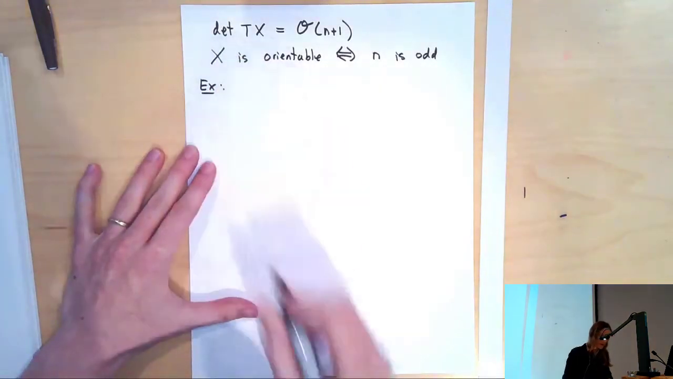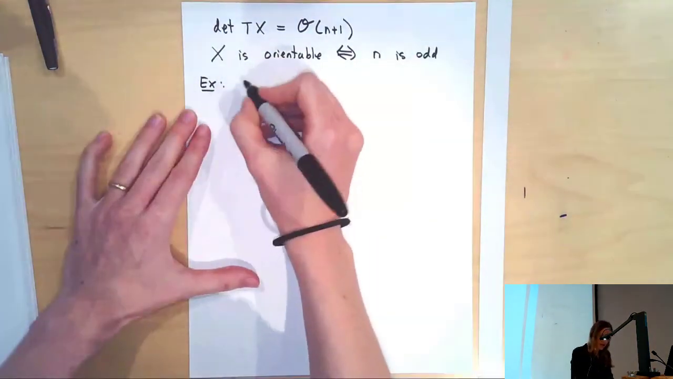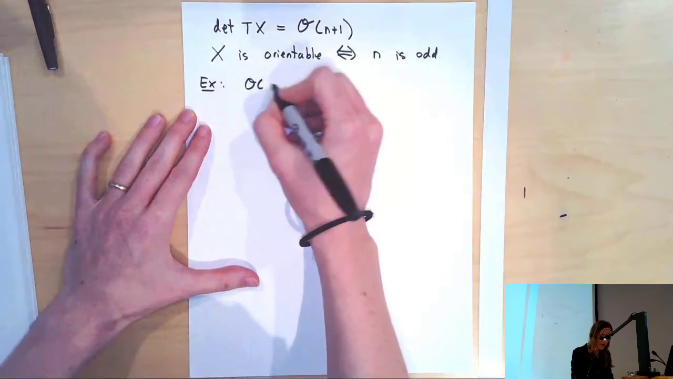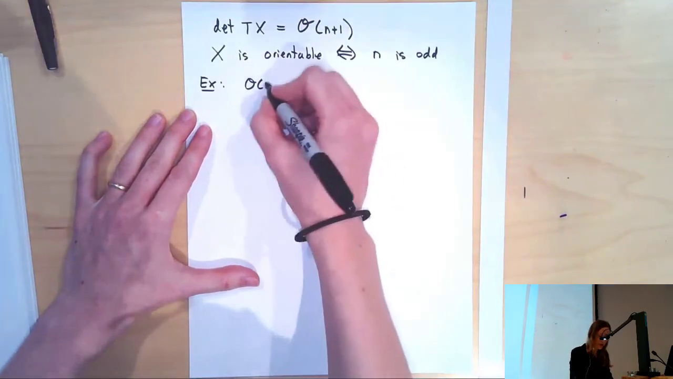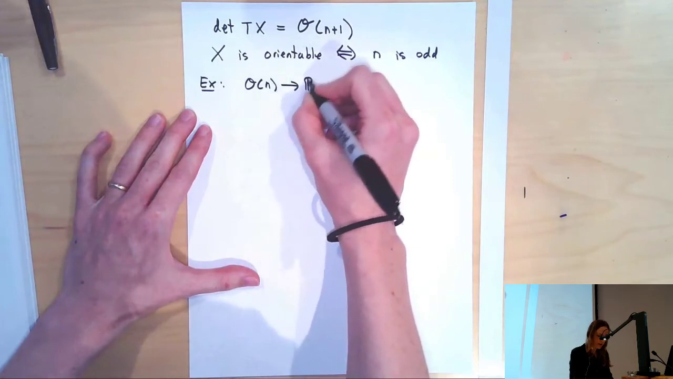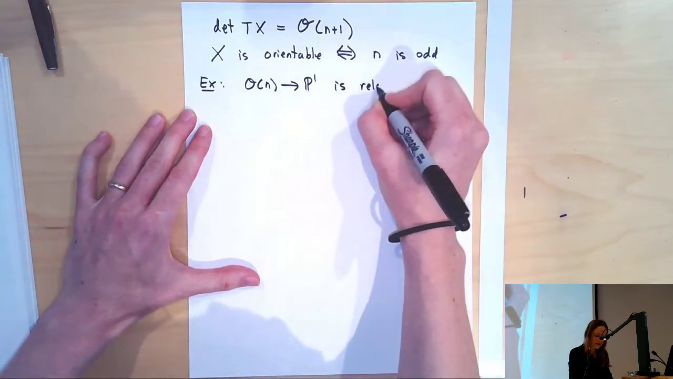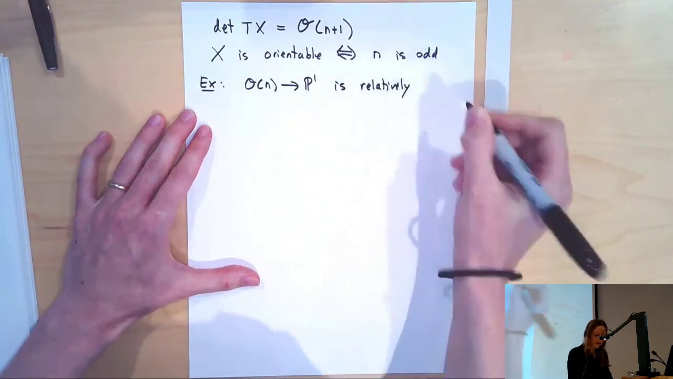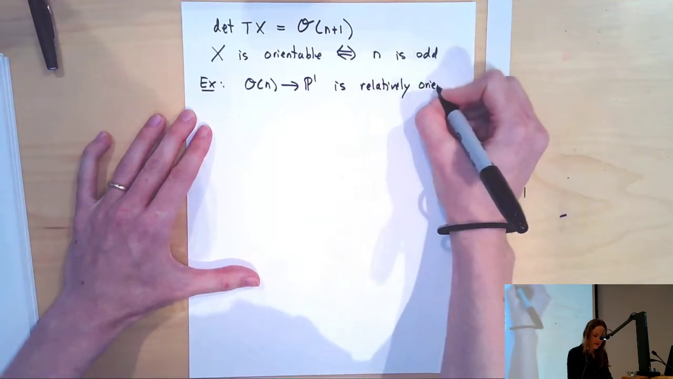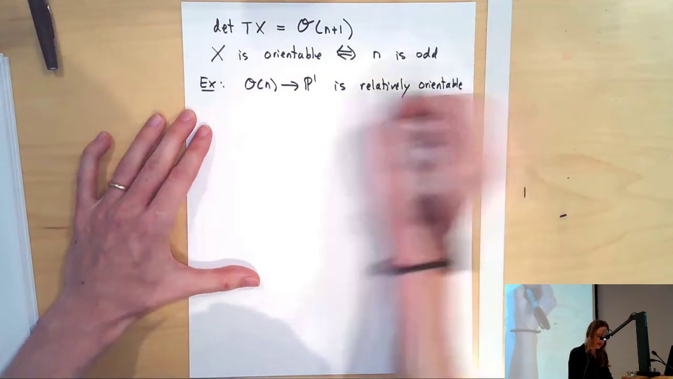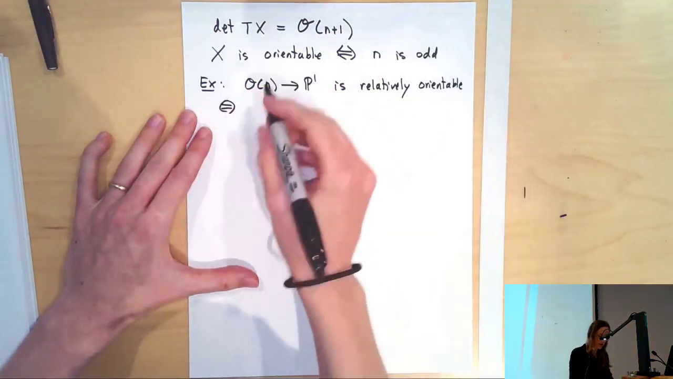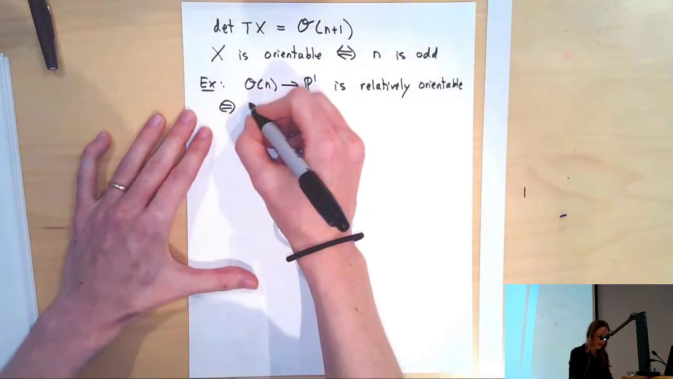So in particular, on P1, we're relatively orientable if and only if we're orientable. So L_n over P1 is relatively orientable if and only if it's orientable, if and only if n is even.